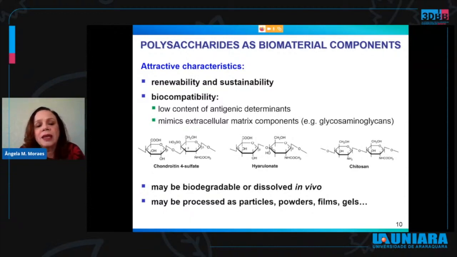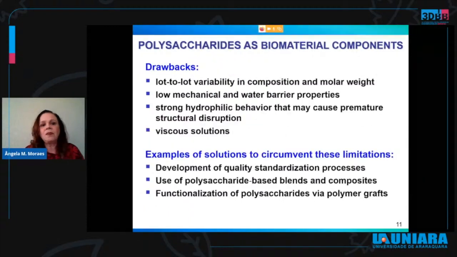Here, for instance, we can see the structural similarity of chitosan with two of these glycosaminoglycans that we find in cartilage, that are chondroitin 4-sulfate and hyaluronate. They can also be degradable or dissolved in vivo by some enzymes that we normally have. And they may be processed as particles, powder, films, and gels, allowing us to obtain a different set of products.